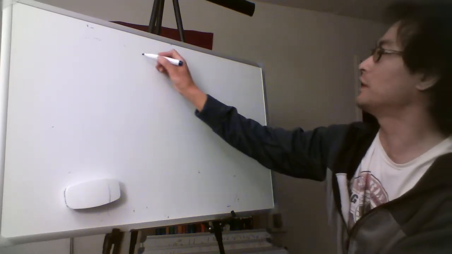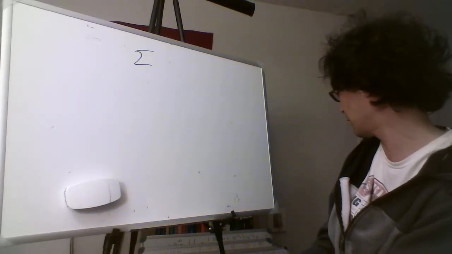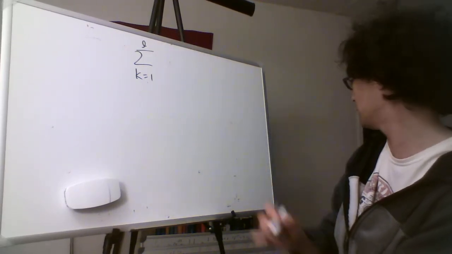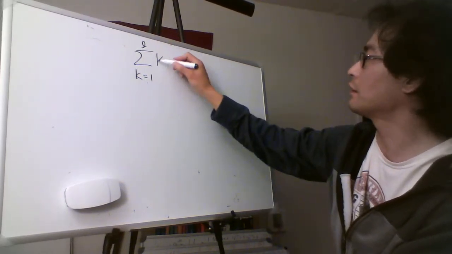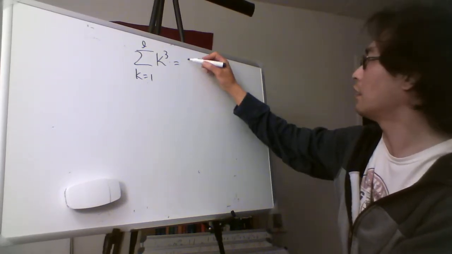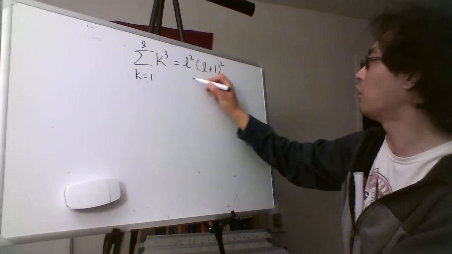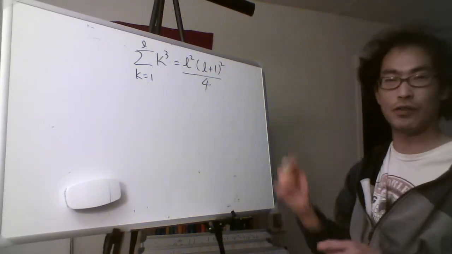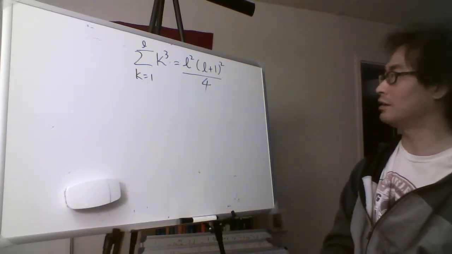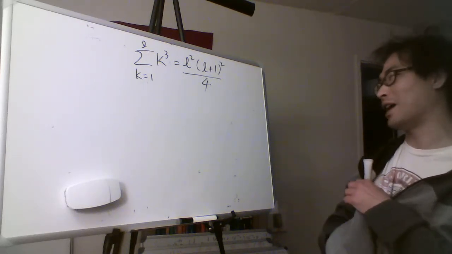We are trying to prove this, okay? Sigma, let's just give it L, okay? K from 1 to L, K cube is equal to L squared, L plus 1 squared over 4, okay? I have never seen any formula like this. No, I haven't. I'm telling you. It's pretty. We're gonna take a picture after we formally prove this, okay?